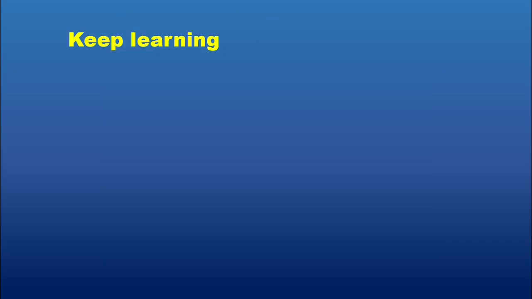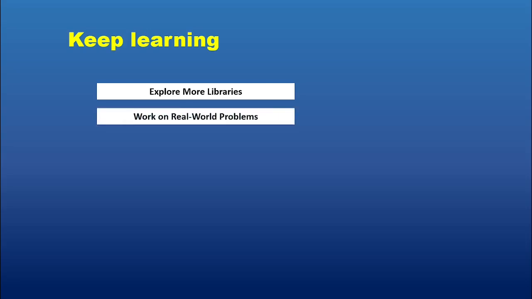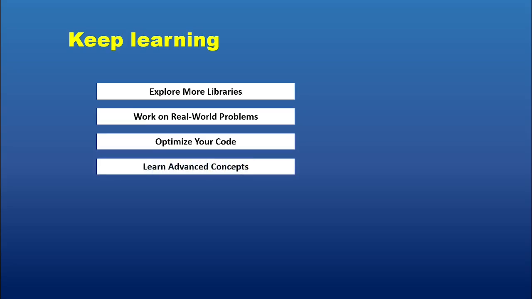What's next? After completing your first AI project in C++, here's how to keep learning. 1. Explore more libraries. Learn how to use the TensorFlow C++ API for deep learning or Dlib for facial recognition. 2. Work on real-world problems. Build projects like a chatbot, stock price predictor, or image classifier. 3. Optimize your code. Dive into advanced C++ features like multithreading for faster computations. 4. Learn advanced concepts. Explore reinforcement learning, natural language processing, or computer vision.